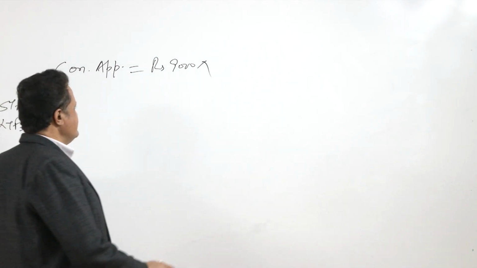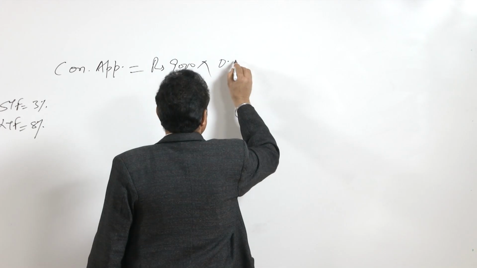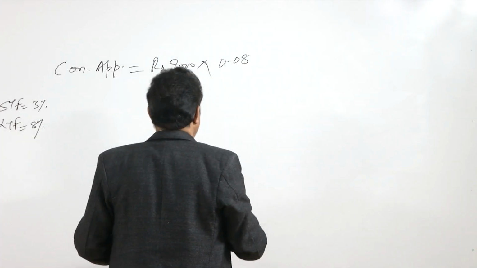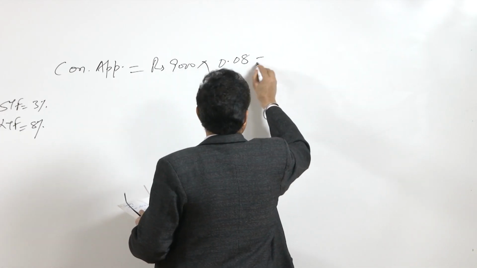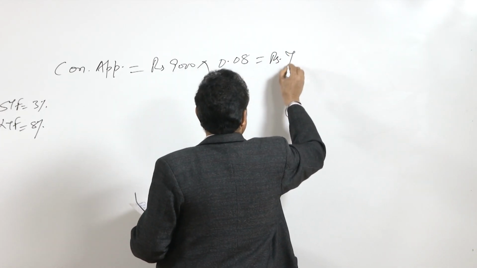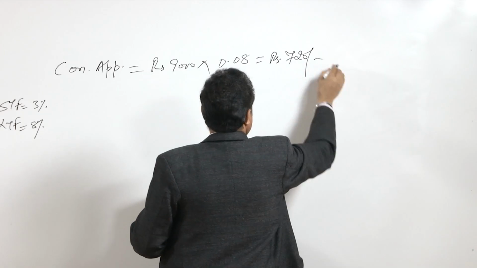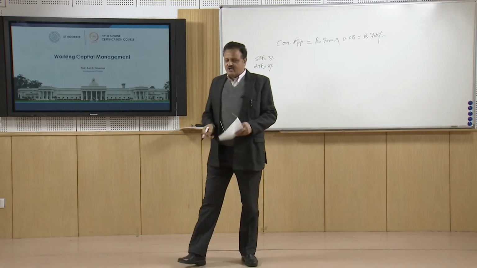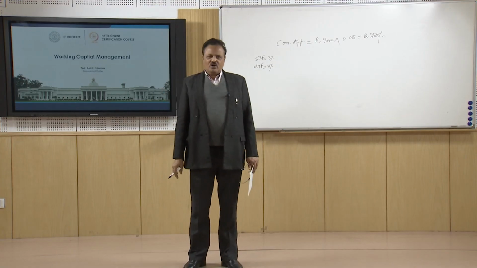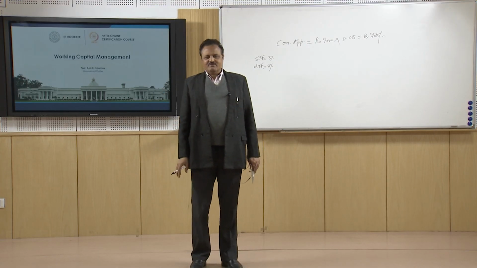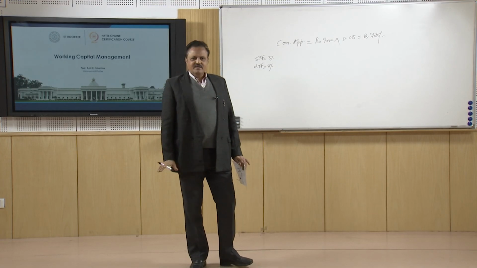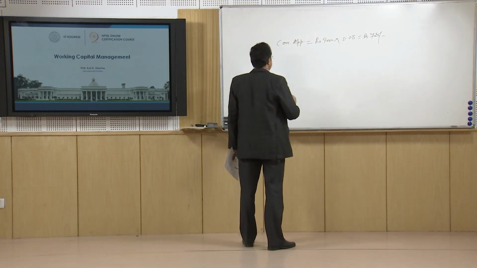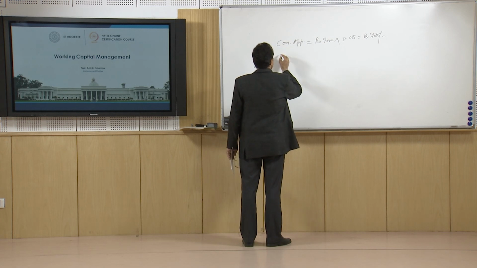So, how much cost is going to be there? 0.08 on 9,000 is rupees how much? 720 is the total cost of the funds under the conservative approach. We are assuming that all the funds are coming from the long term sources and nothing is coming from the short term sources, because the approach is conservative. Now we follow the hedging approach.